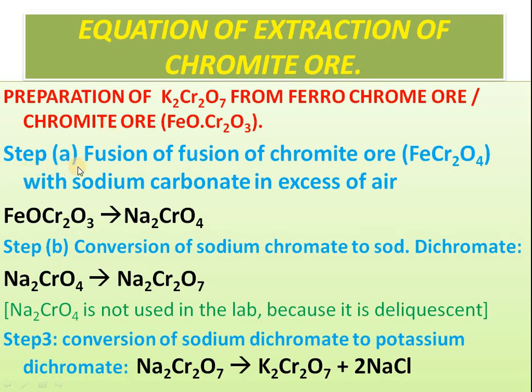So what we have to do is, first, fusion of chromite ore with sodium carbonate in excess of air. So what will happen in this? This chromite ore will be changed into sodium chromate. And then second step, this sodium chromate will be converted to sodium dichromate. And please do remember that we do not use sodium dichromate in the lab because of its deliquescent nature. Now the third step is sodium dichromate changes to potassium dichromate. So these are the 3 steps. First is chromite to sodium chromate, sodium chromate to sodium dichromate, sodium dichromate to potassium dichromate.